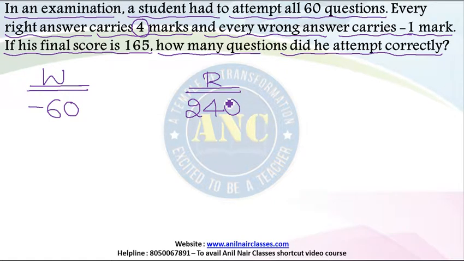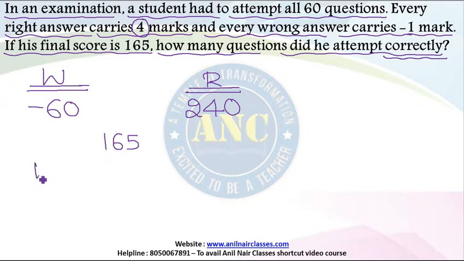But the student who has written the examination did not get minus 60 marks, and did not get 240 marks either, but actually his final score is 165. That means all of them are not incorrect, and similarly, all of them are also not correct. There are some incorrect answers and some correct answers. How many questions did he attempt correctly is your question.